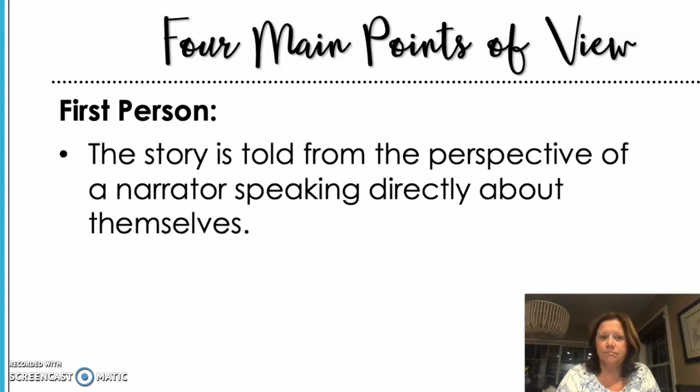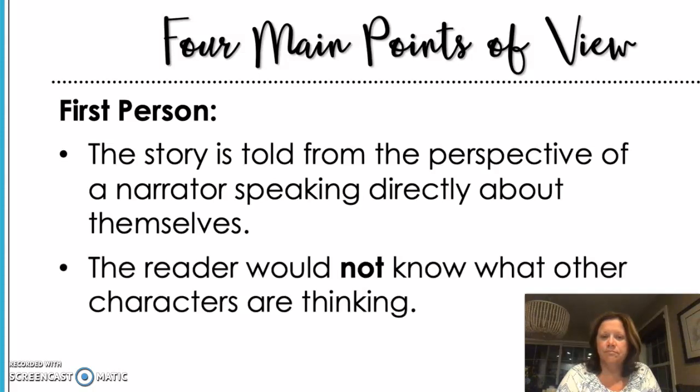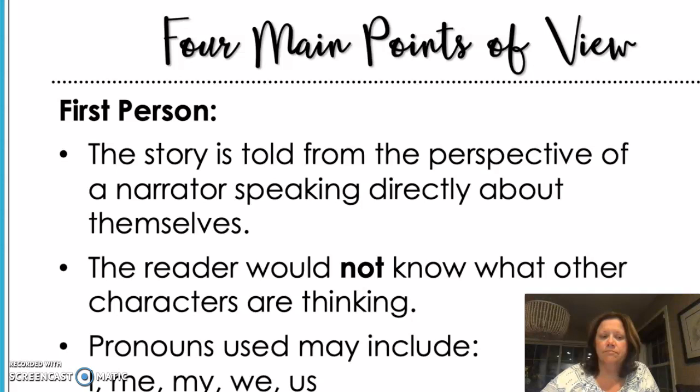So first person is when the story is told from the perspective of a narrator who is speaking directly about themselves. So the reader, in this case, would not know what other characters are thinking. They're only told from the narrator's perspective. So we only hear what the narrator's thinking. That's first person. And we're going to have pronouns such as I, me, my, we, us, etc. used to indicate to us, okay, the story is in first person.